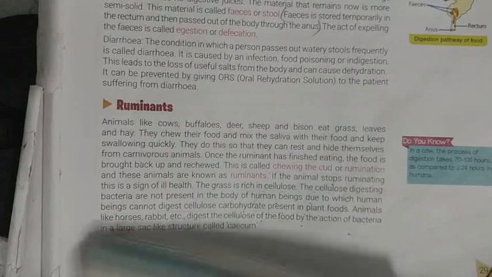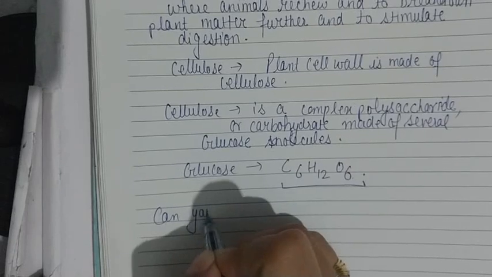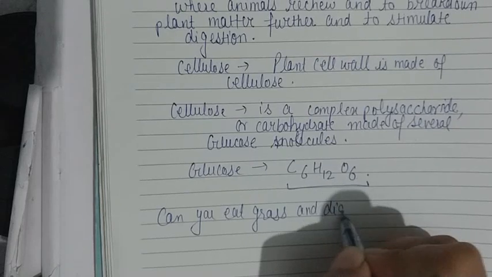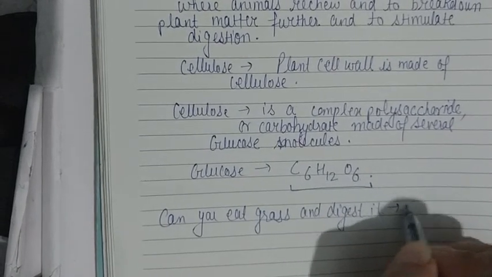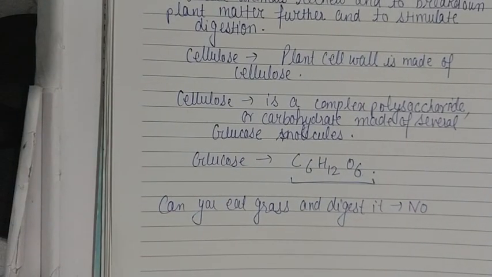So next is, can you eat grass and digest it? No, because our digestive system does not produce cellulase. For that matter, it is not produced in most animals. Only some bacteria and some protozoans, flagellates, produce cellulase. Some herbivorous animals use these bacteria or protozoans to digest cellulose.